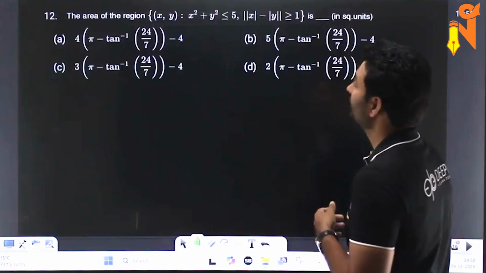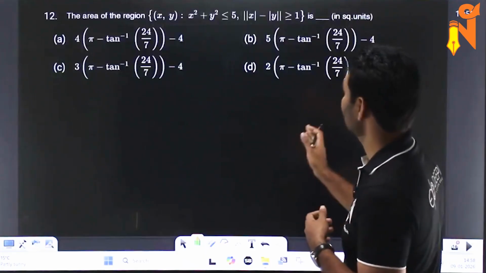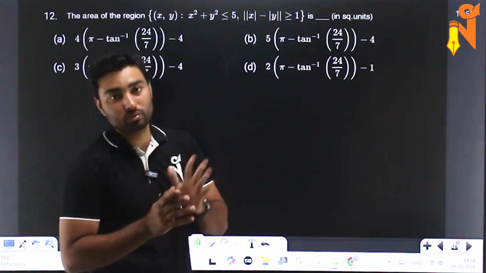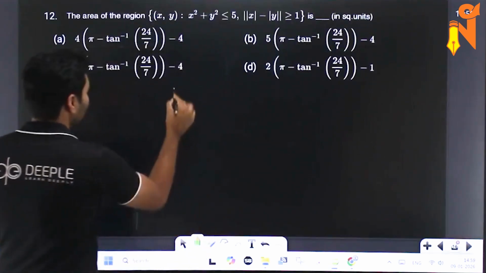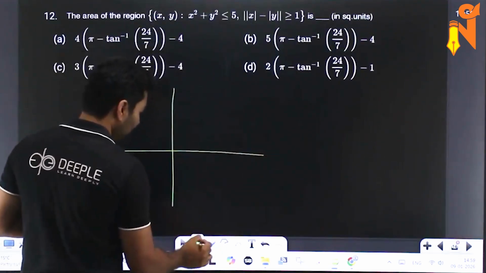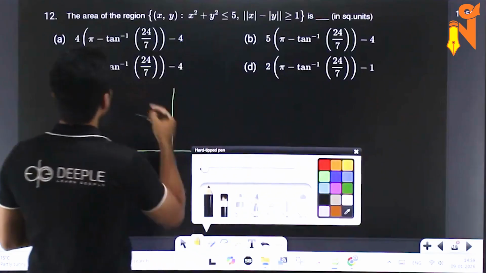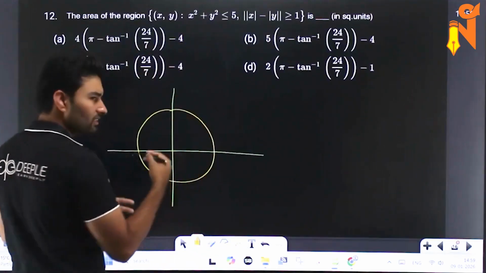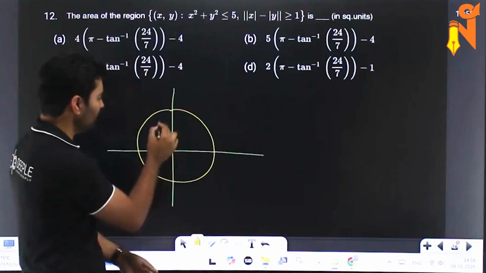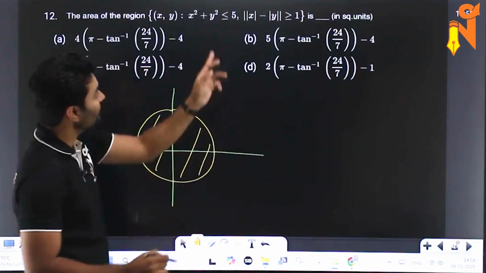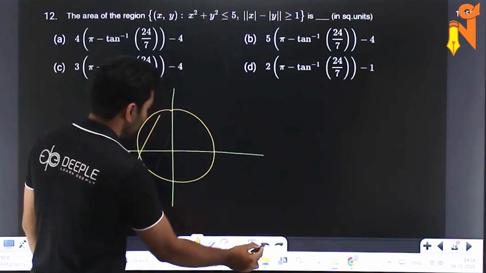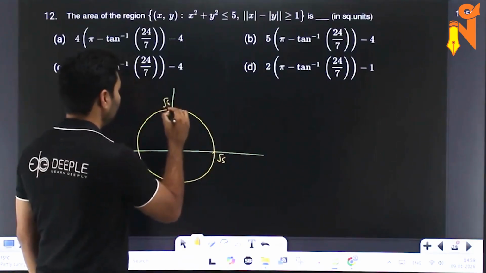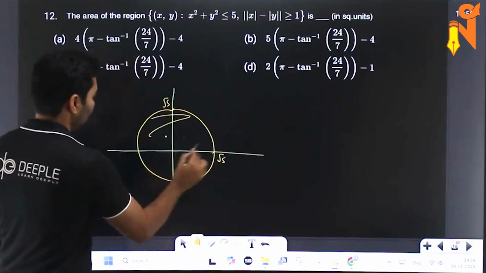Next question. The area of the region. This is actually a graphical question. If you are not good at graphs, please skip this question. But if you know graphs, then it's a very basic question. It's a circle, but an inequality is given. Which area is this? This is actually inside, because it is less than 5. So this is the inside area. How much radius? Root 5.